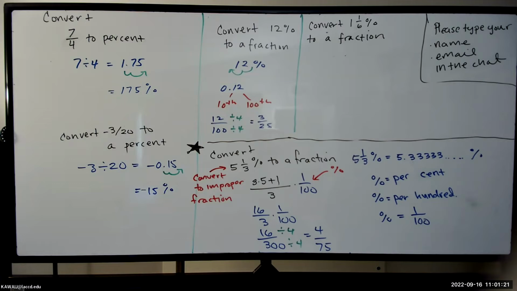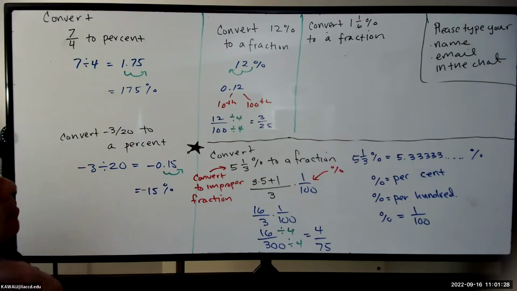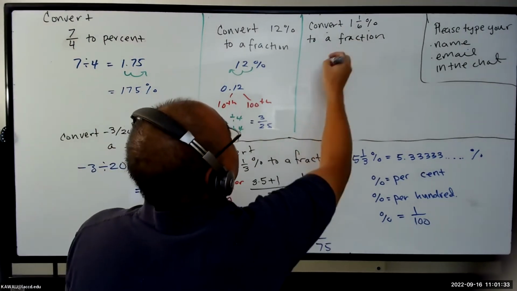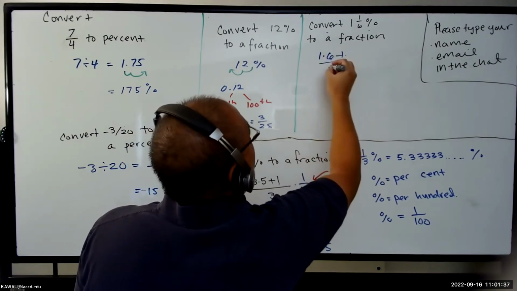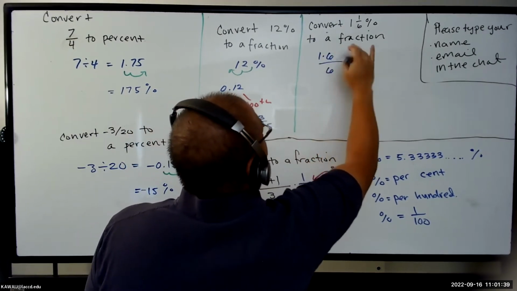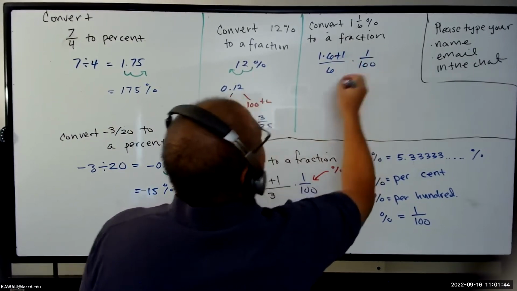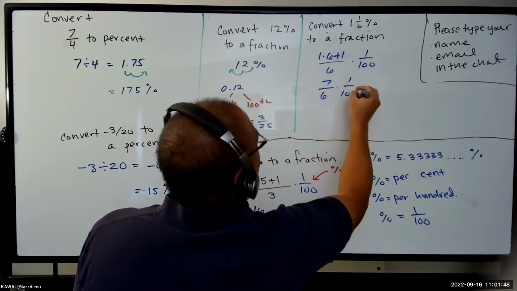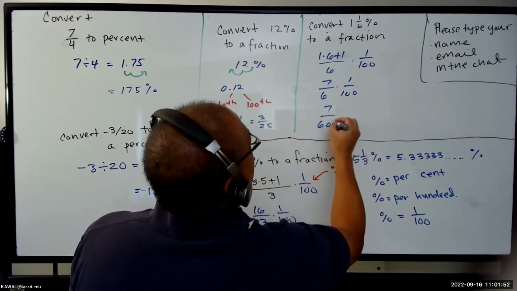Okay. Let's see what we get. And then let's let everyone have a chance to try it. So we're going to convert that to a mixed number. I get 1 times 6 plus 1 over 6, plus 1 times 1 over 100. So I get 7 over 6 times 1 over 100. So I get 7 over 600.